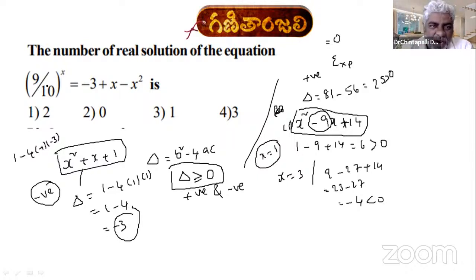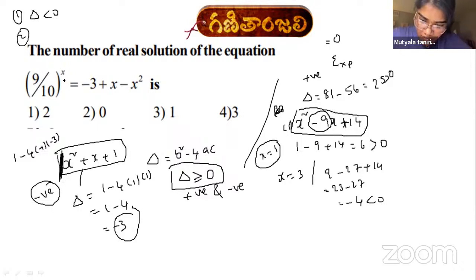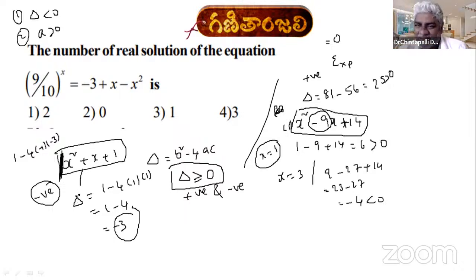The first point: its delta is negative. And the second point: its x square coefficient. What is its x square coefficient? 1. Is it positive or negative? It's positive. So the x square coefficient, that is a, is positive. That's why the expression is always positive. And if the x square coefficient is negative, it is always negative only.